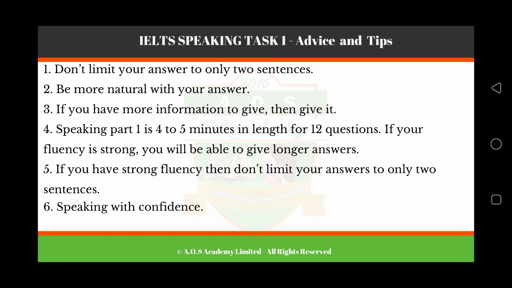Another thing is you have to be more natural with your answer. You have to speak as if you are speaking your native language. Another thing is if you have more information to give, then give it. Give all the information you have to give. Another thing is speaking part 1 is 4 to 5 minutes in length for 12 questions. So if your fluency is strong, you'll be able to give longer answers. If you often hesitate when you answer, then you waste your time and your answers will need to be shorter.